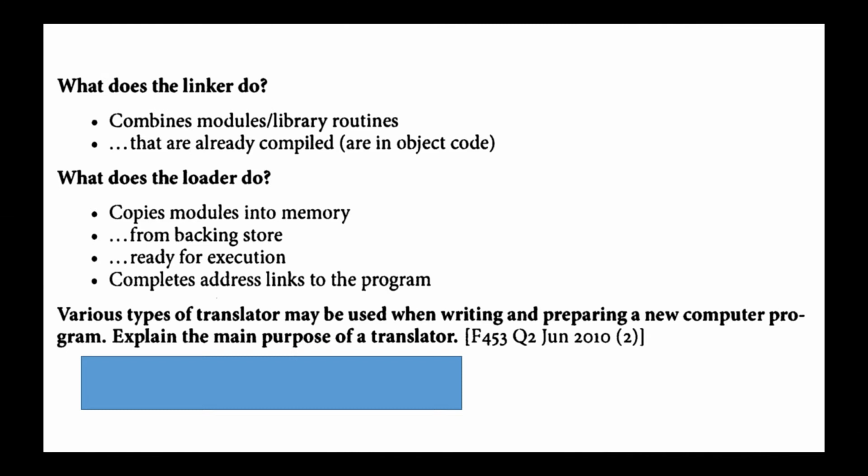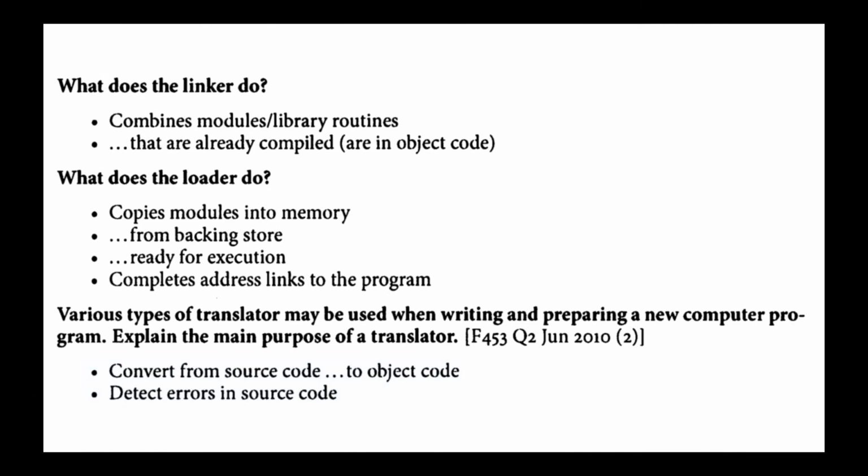Various types of translators may be used when writing and preparing a new computer program. Explain the main purpose of a translator. And this is 2 marks, and this was from the June 2010 paper. The answer: converts from source code to object code, detects errors in source code.